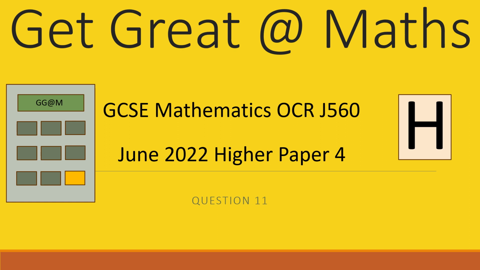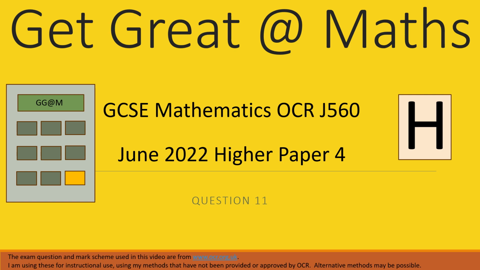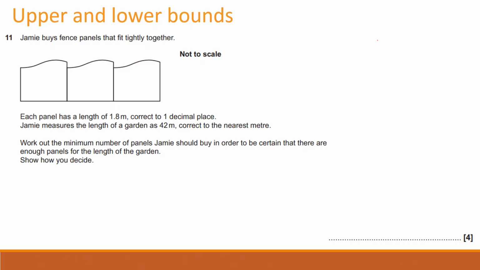Today we're going to look at the GCSE Mathematics OCR J560 exam paper from the June 2022 series on the higher tier, paper 4, question 11. And this is on the calculator exam paper. Now, question 11 is a question to do with the upper and lower bounds, and this question is worth 4 marks because in the bottom right hand corner it tells us the number 4 in the corner.